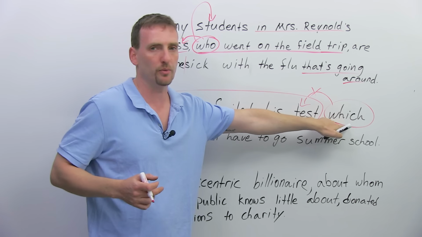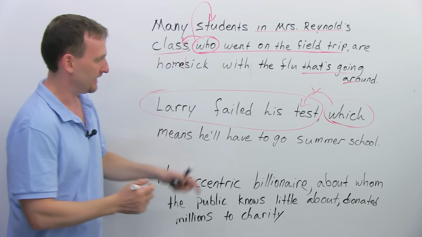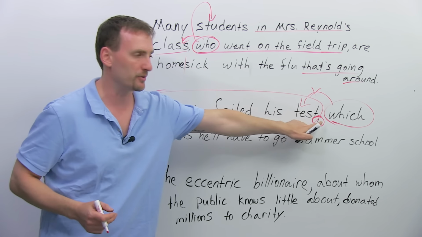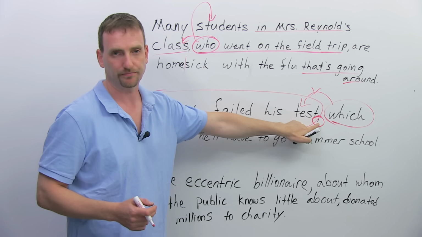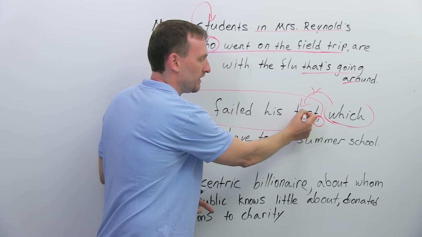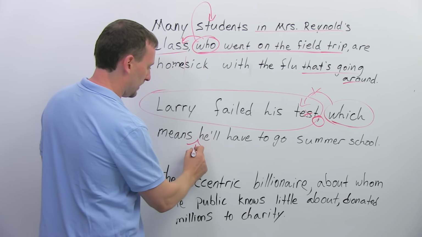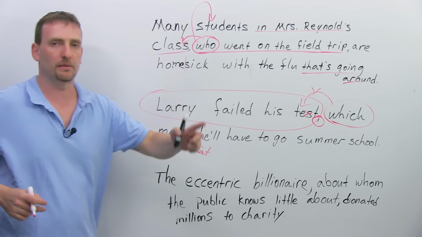But you can only do it with which. You can't do it with that necessarily. And again, we're still doing a comma, because when you're doing it like this, with which about the entire clause, there's always going to be a comma, because you're not identifying the noun before it. One other thing to look at here, which means that he'll have to go to summer school.